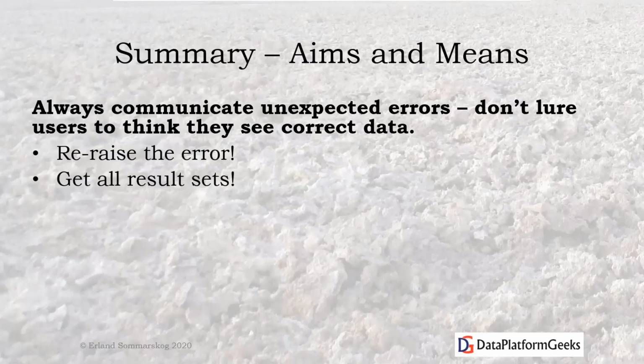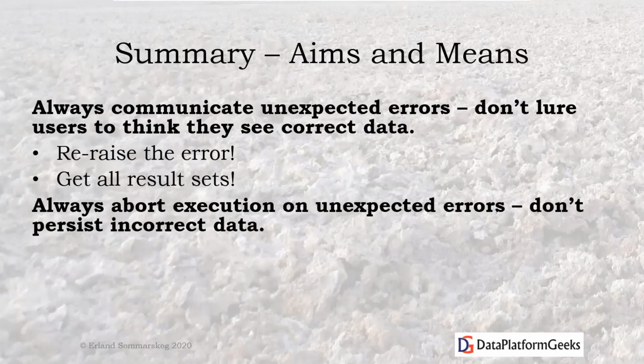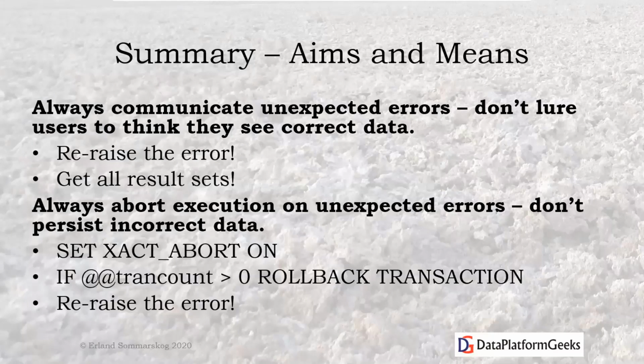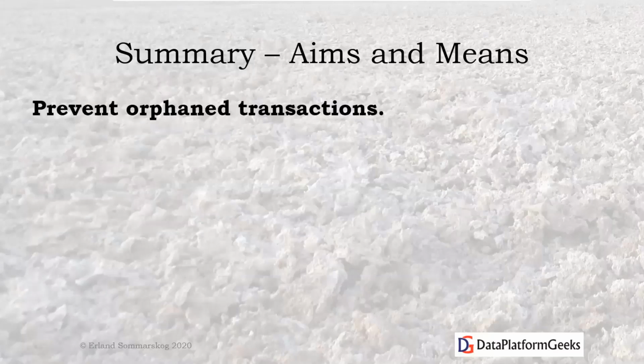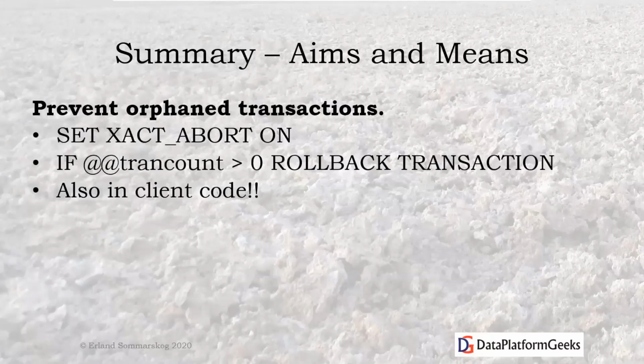And the means to do this is to re-raise the error and get all result sets. Always abort execution on unexpected errors. Never persist incorrect or incomplete data. Set XACT_ABORT ON. If @@trancount is greater than 0, roll back the transaction and re-raise the error. Prevent orphan transactions. I've said this again and again. They are nasty. Believe me, I've been there. I've seen people sending me outputs where they get orphan transactions, and it's been a horrible situation.